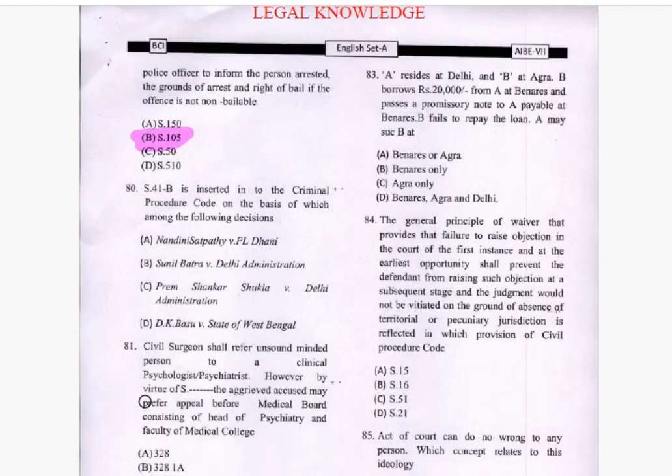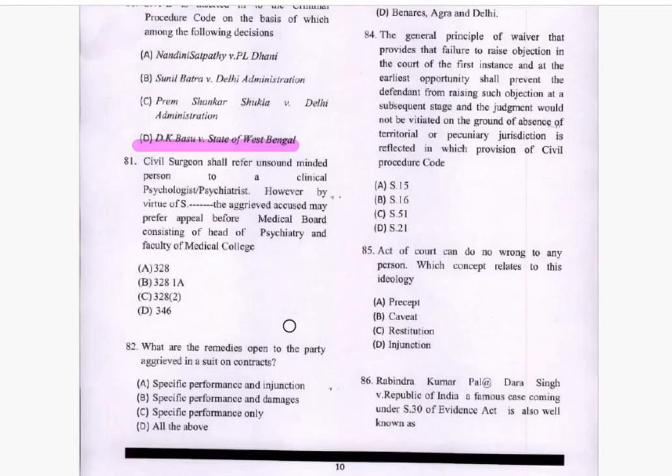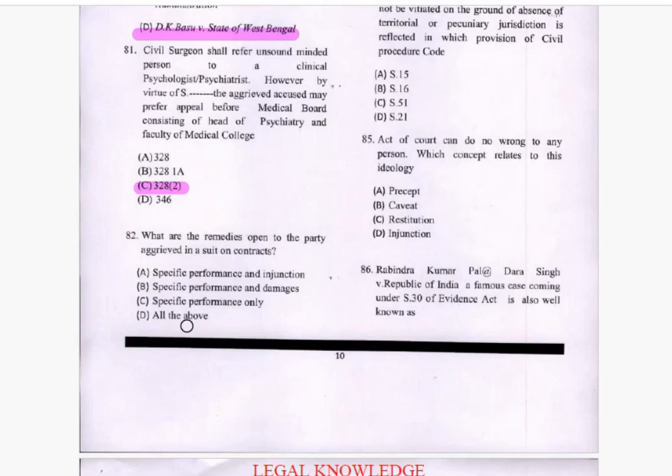Section 41B is inserted into the Criminal Procedure Code on the basis of which among the following decisions? DK Basu versus State of West Bengal. Civil surgeon shall refer unsound minded person to a clinical psychologist or psychiatrist. However, by virtue of dash, the aggrieved accused may prefer appeal before medical board consisting of the head of psychiatry and faculty of medical college. ये है section 328 clause 2.